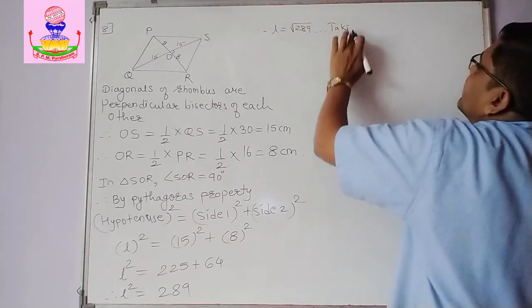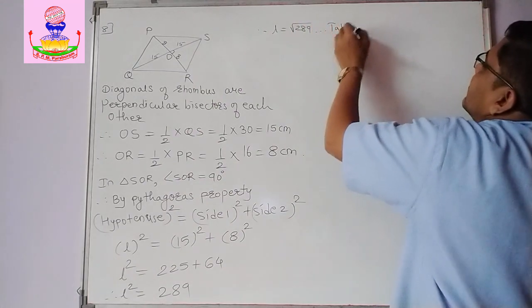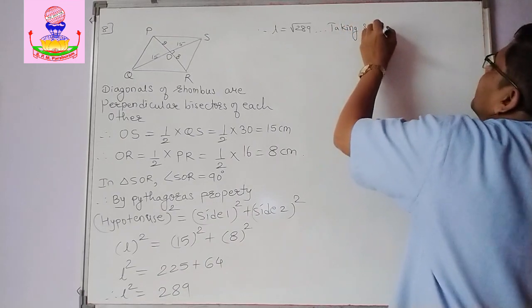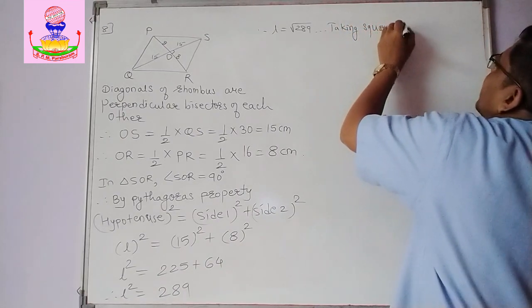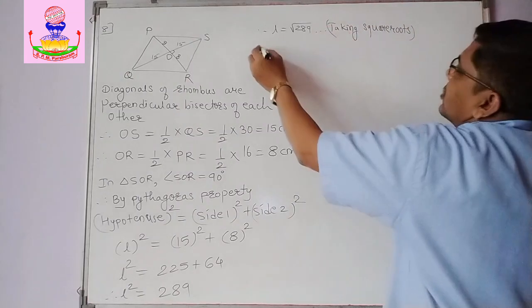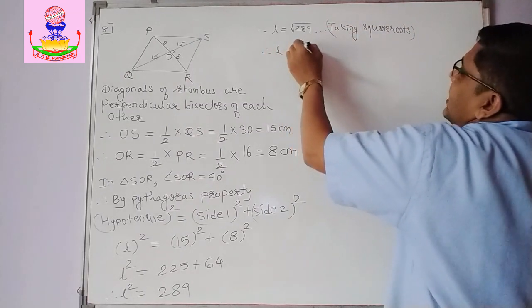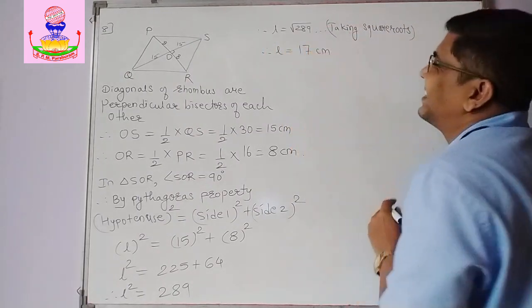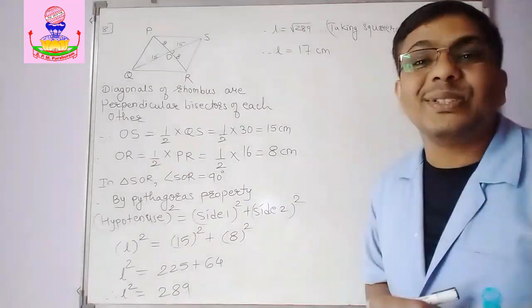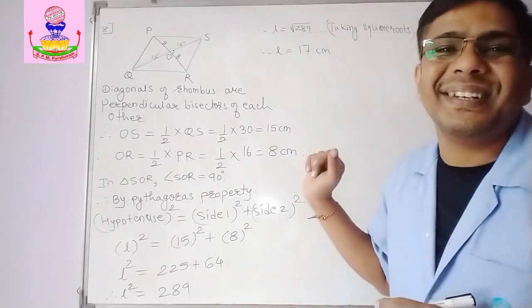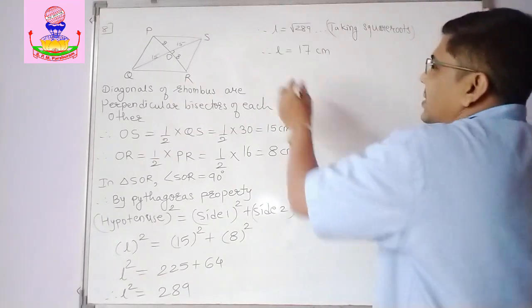What you did? Taking square roots from both sides, so therefore square root of 289, 17. So length of the side of the rhombus is 17 centimeter.